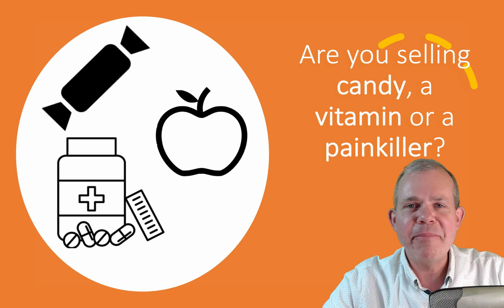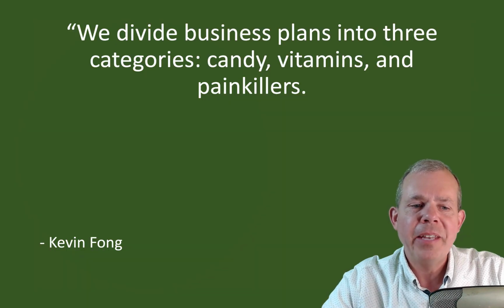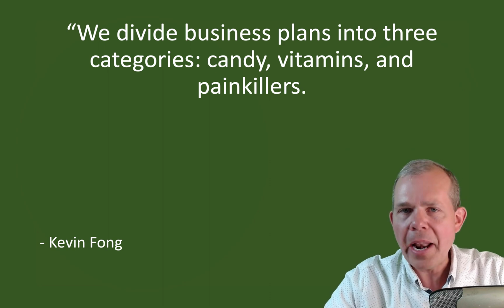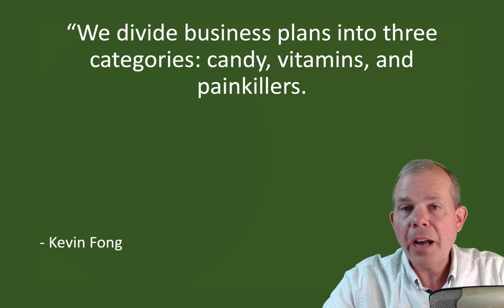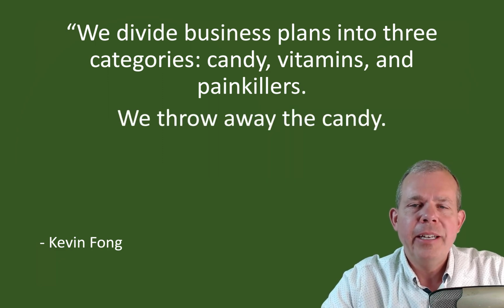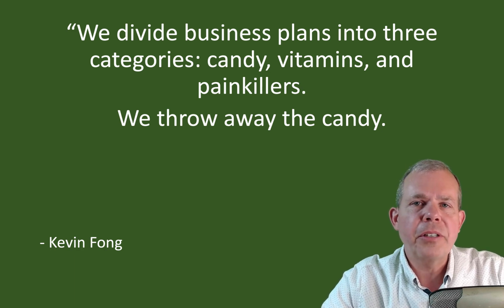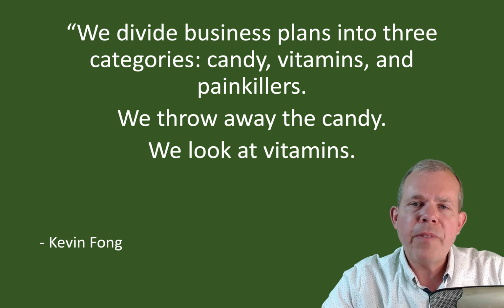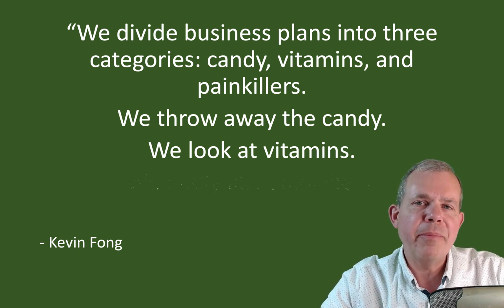Let's talk about what that means, because we're obviously not selling any of these, but we're using them as an analogy. Kevin Fong gets credit for this analogy. He's an entrepreneur from Silicon Valley, and this is his quote: "We divide business plans into three categories: candy, vitamins, and painkillers." He dismisses candy as just junk. It's things that we just discard without much thought.